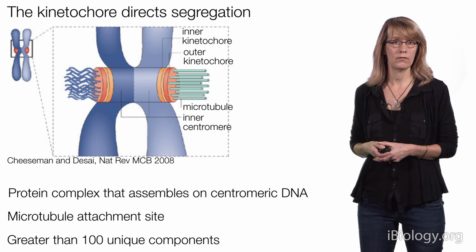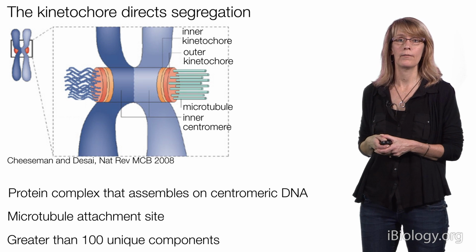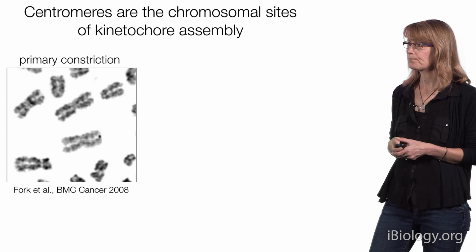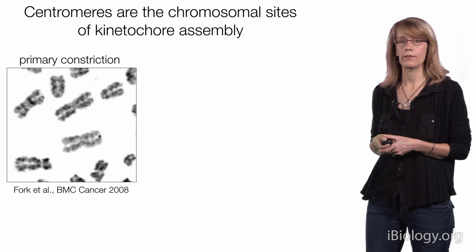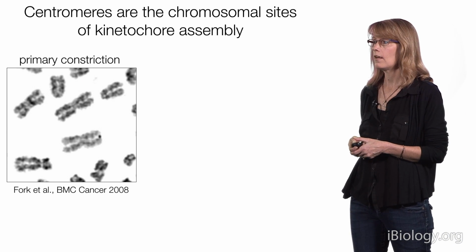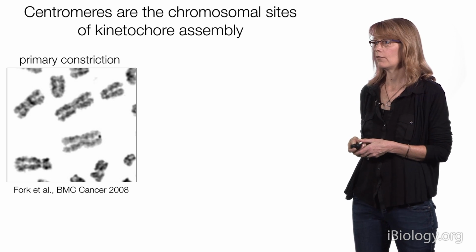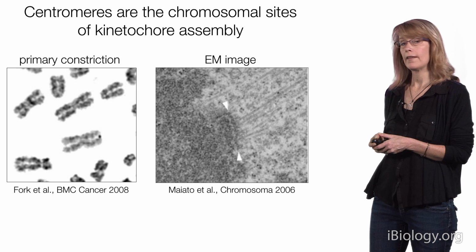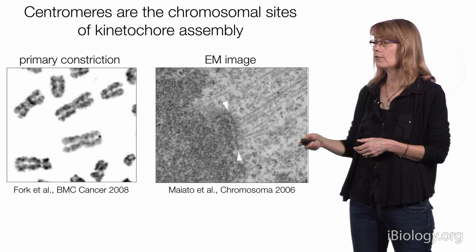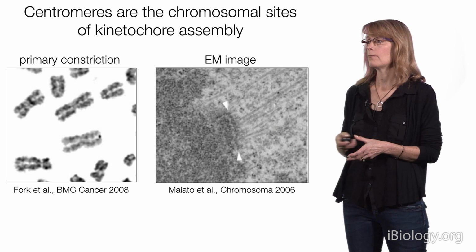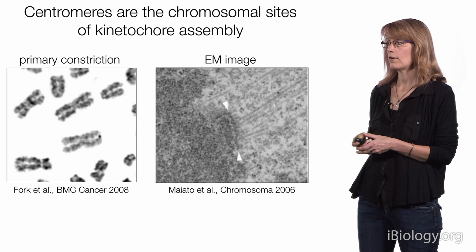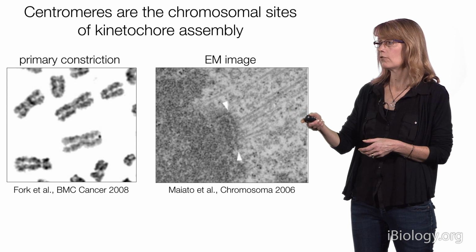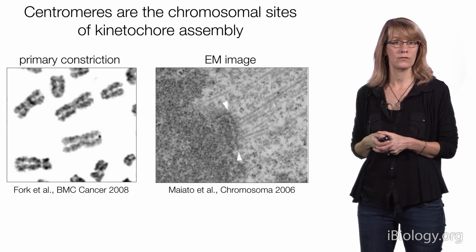So there's hundreds and hundreds of proteins in just a single kinetochore, one of the most complicated protein structures in the cell. The centromere is defined as the chromosomal site of kinetochore assembly, as I said, and you can see it's the primary constriction in these images that you can see here. When we look at this by electron microscopy, the underlying chromatin is this sort of fibrous mat underneath, and then you can see the structure on top of that, where the white arrows are, is the kinetochore. And then you can actually see the microtubules are attaching to that kinetochore.